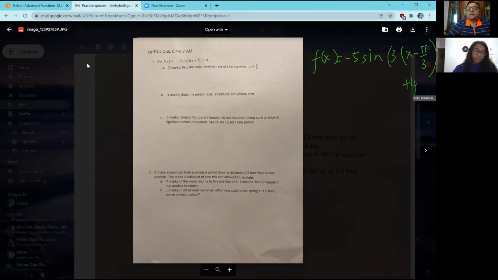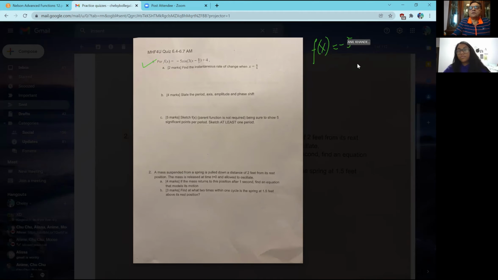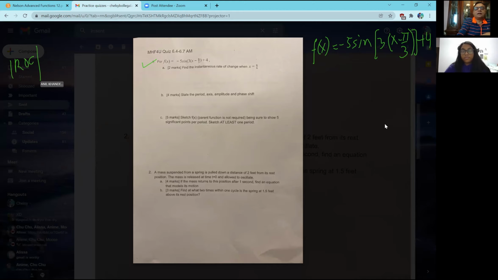Okay. So basically you have to find instantaneous rate of change at x equals to pi by 6. So what I would like you to do is find a point which is very, very close to x equals to this, right? So find the value f of pi by 6, what do you get? Sine of 3x minus pi by 3 plus 4, correct?